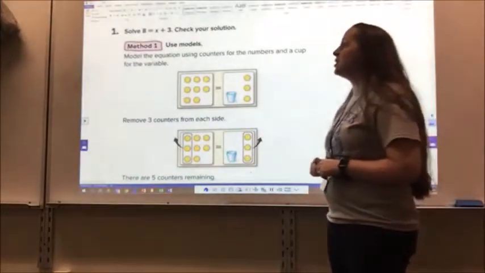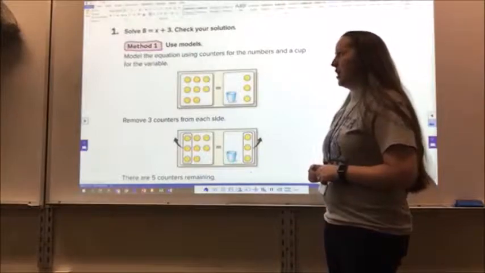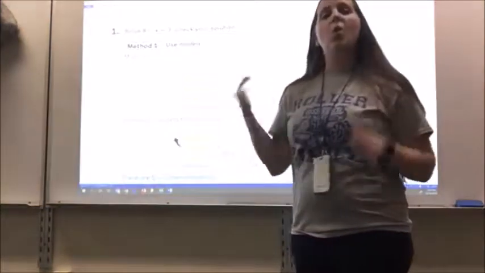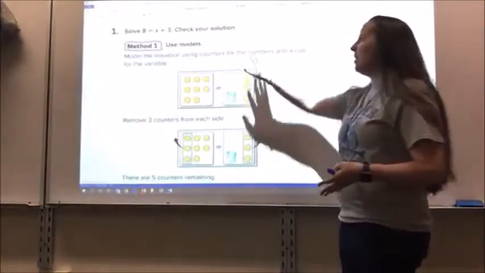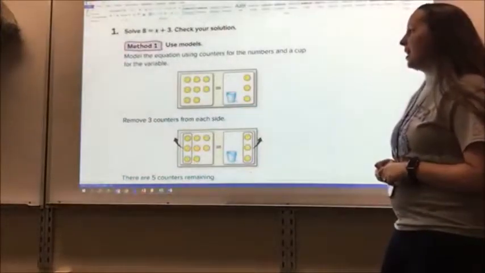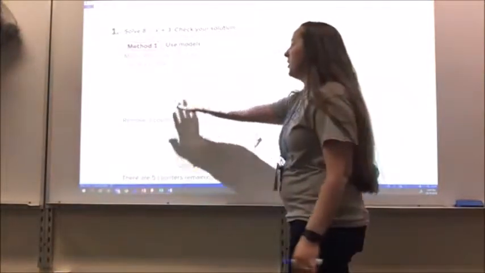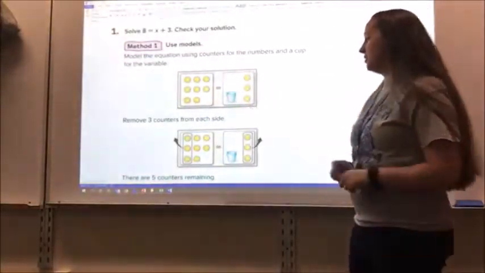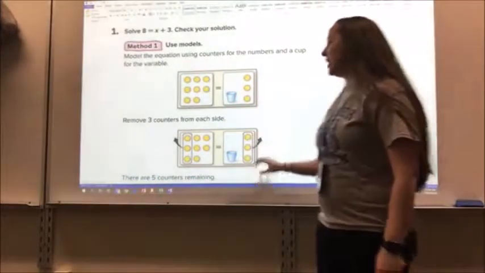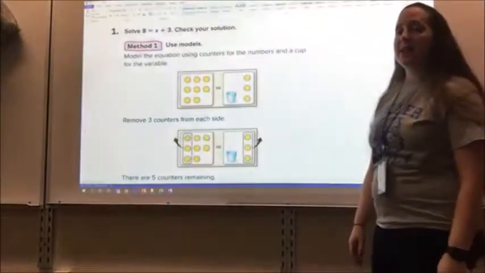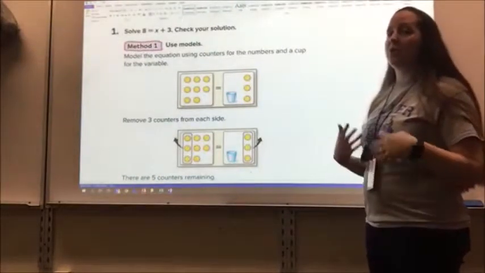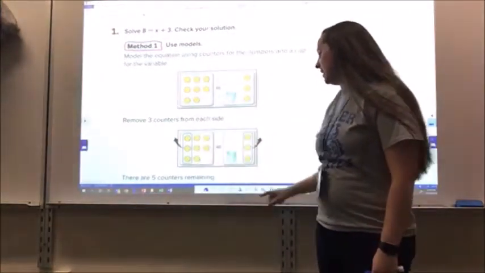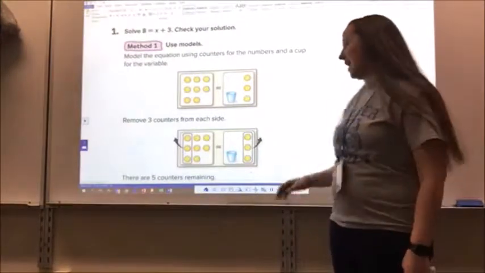The example I have says solve 8 equals x plus 3. Check your solution. There are a couple different methods that I can use to solve equations. One is using a model. I model the equation using counters for the number and a cup for the variable. On this side of my equation, I had 8 equals x, which is my cup, plus 3 counters. I want to remove 3 counters from each side because that tells me what I have left, which will equal the variable. There are 5 counters remaining, so my variable has to equal 5.